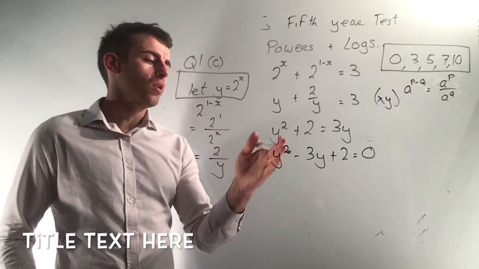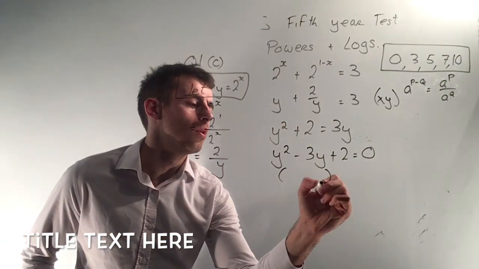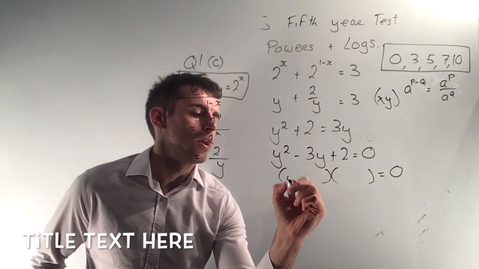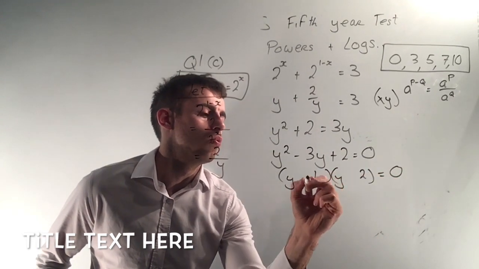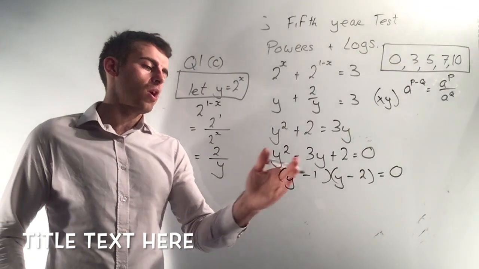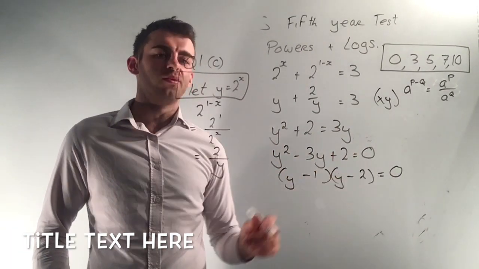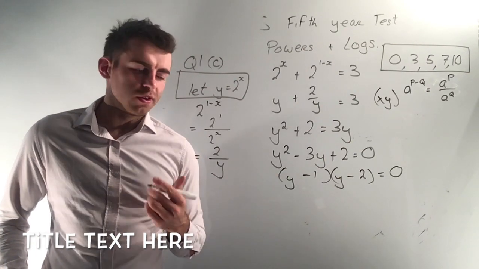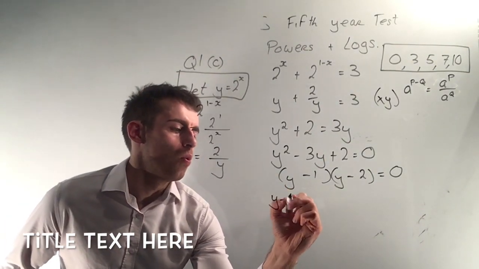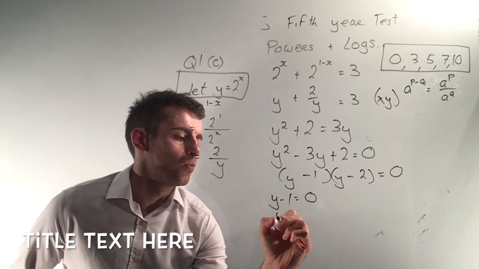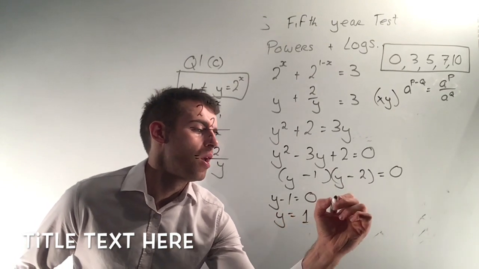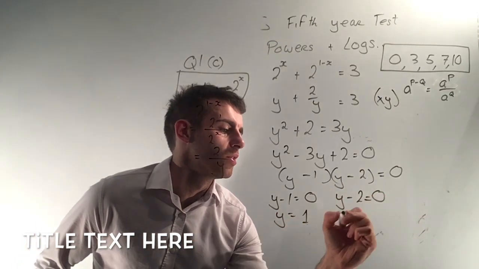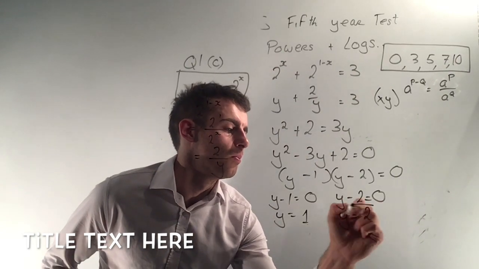Now I can just factorize y squared minus 3y plus 2 equals 0. I'll get y and y, 2 and 1, minus and minus. So y minus 1 times y minus 2 equals 0. So there are my factors. Now I have to go back and make sure that I solve it. So I can say that y minus 1 equals 0, which means that y equals plus 1. And y minus 2 equals 0, which means that y is equal to 2.